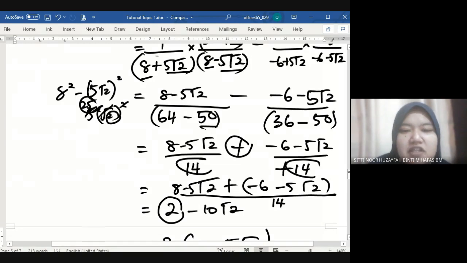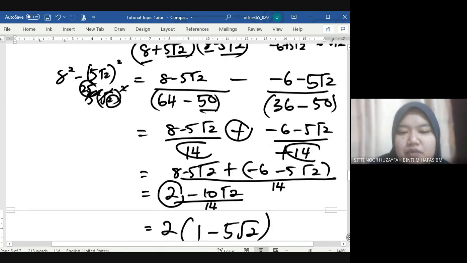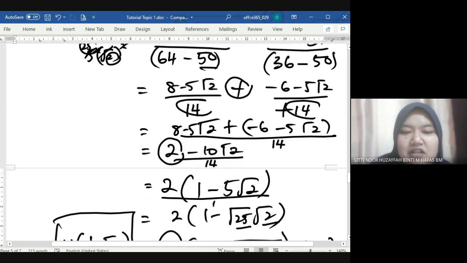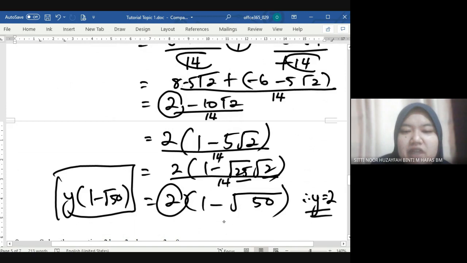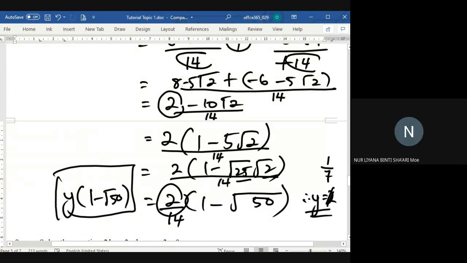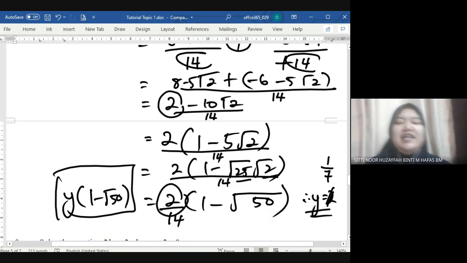Patutnya tak hilang. This is the denominator. 8 minus 6 is still 2, but we still have the denominator here. Sorry, saya pun lupa dah. Tertinggal lah kat sini. Okay, so everything should be over 14. Over 14, so we can factorize out 14 as 2 over 14. So the final answer is not 2 but 1 over 7. Yeah, good.